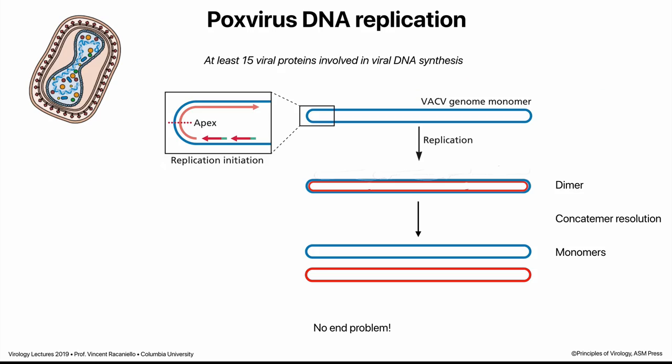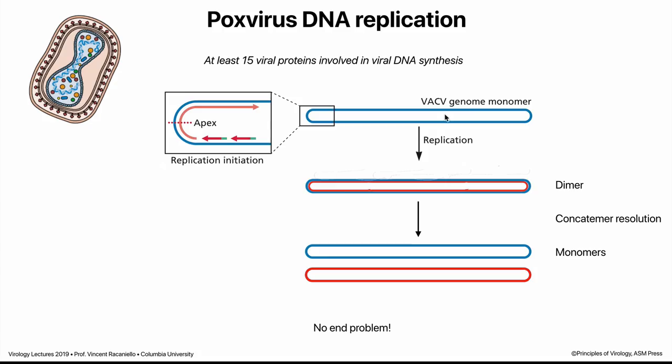And how does it work? This is the latest model for DNA poxvirus or vaccinia virus, which is a poxvirus DNA replication. A lot of viral proteins involved, at least 15. But again, not everything that's needed. And it's thought to begin at an origin at one of the two ends. So this is the genome. It's all base paired, essentially. It's double-stranded, but the ends are joined.